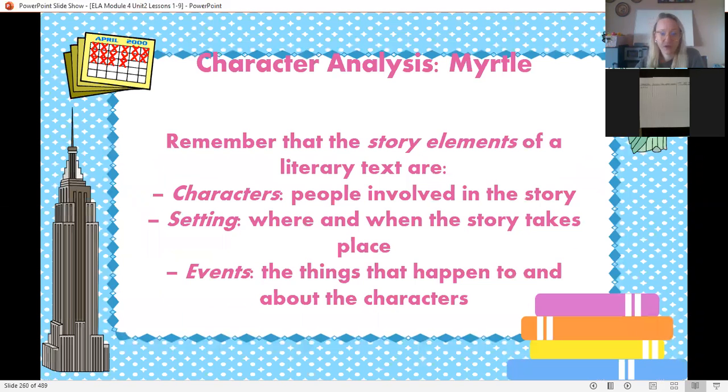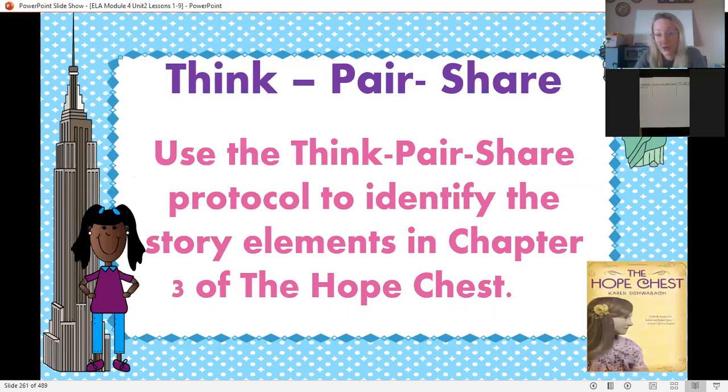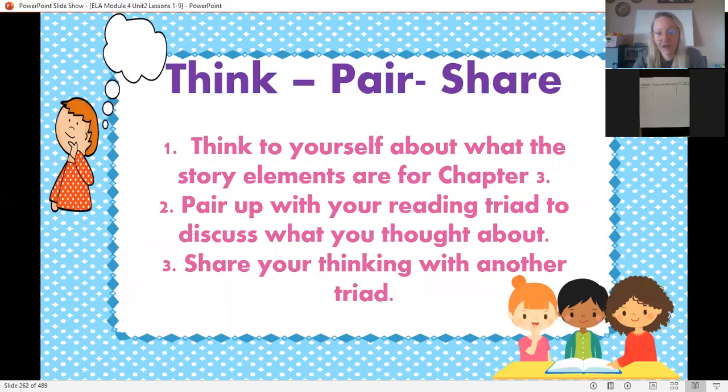Okay, character analysis for Myrtle. Remember that story elements of a literary text are the following. A character is the person involved in the story, the setting, where and when the story takes place, and events, the things that happen around the characters. So we're going to do a think, pair, share, or our own version of it because we're separated. You want to identify the story elements in chapter 3 of the Hope Chest. Think to yourself about what the story elements are.